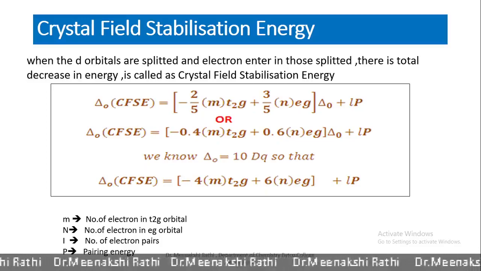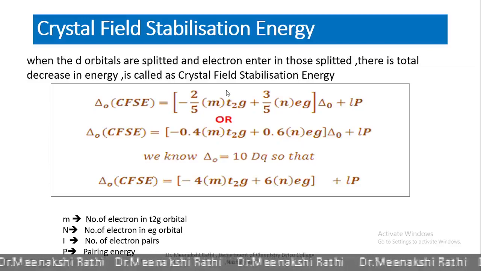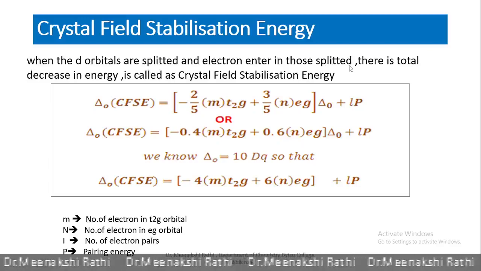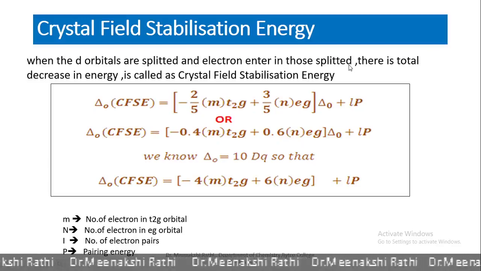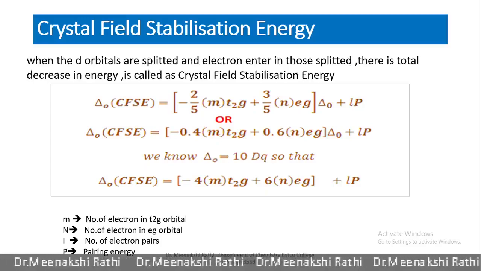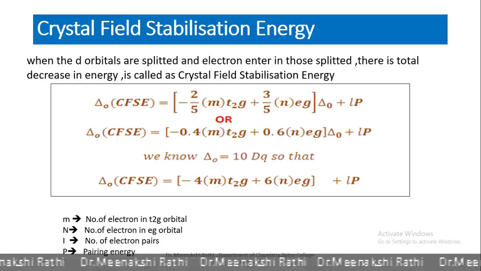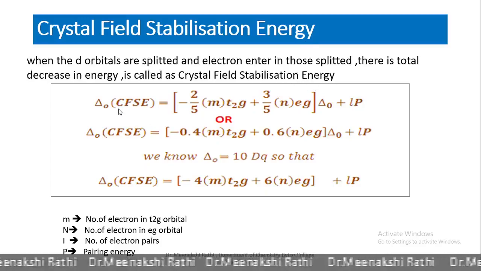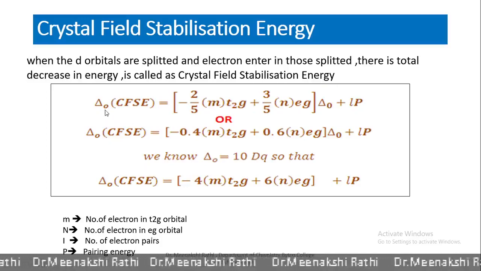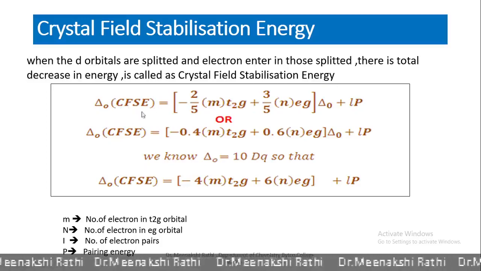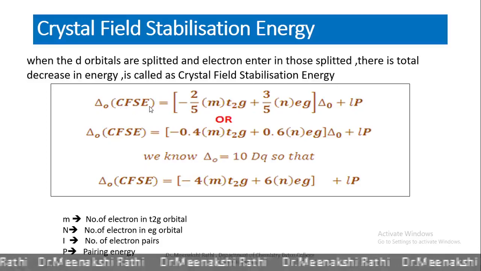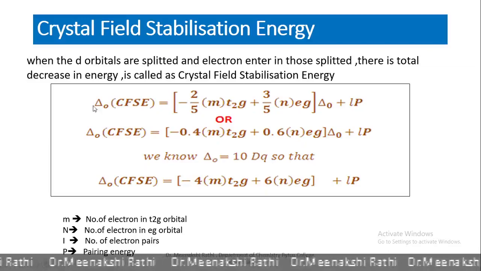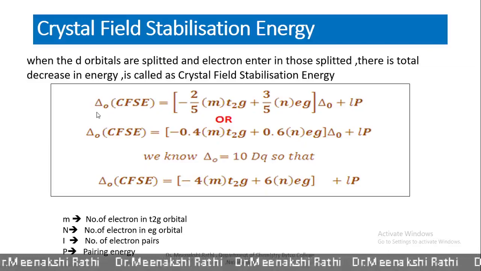When these d orbitals are split and electrons enter the split orbitals, there is a total decrease in energy, and that energy is called the crystal field stabilization energy, in short CFSE, which for octahedral complexes is expressed in terms of delta O, where O means octahedral. CFSE means crystal field stabilization energy.